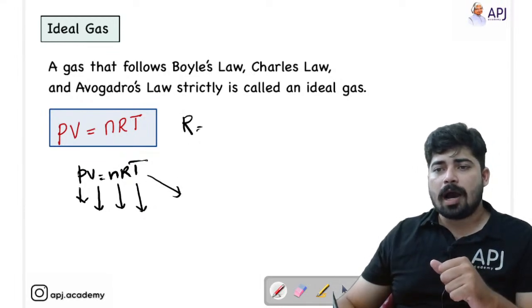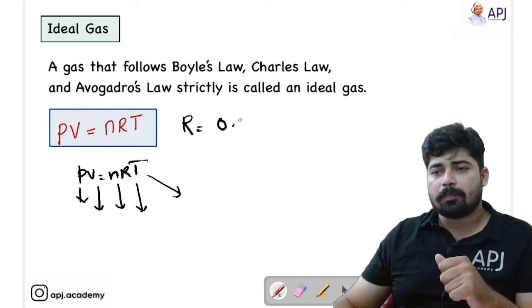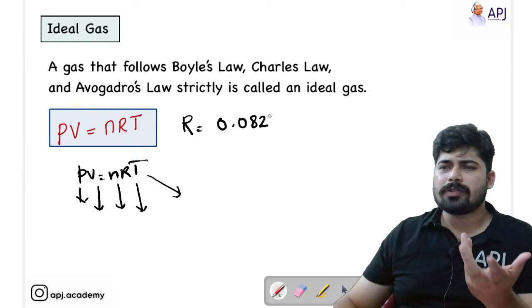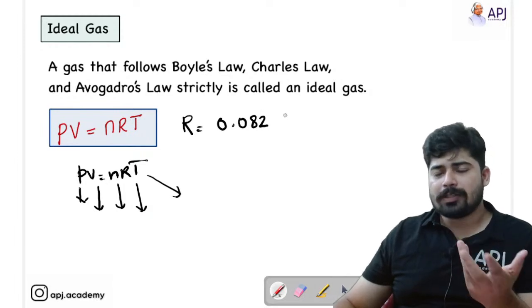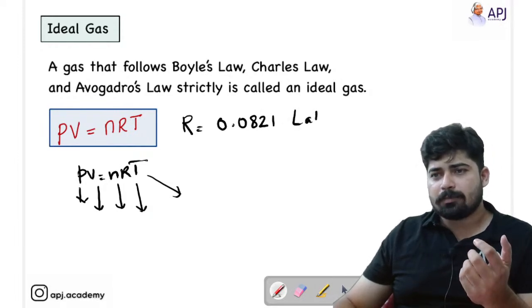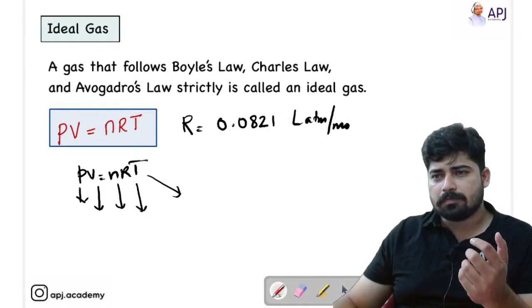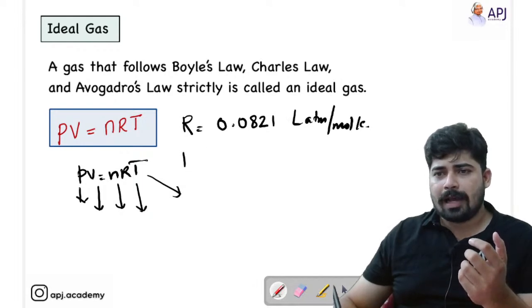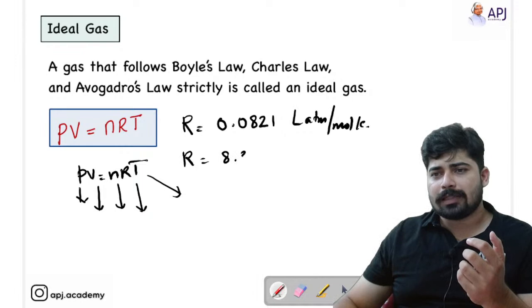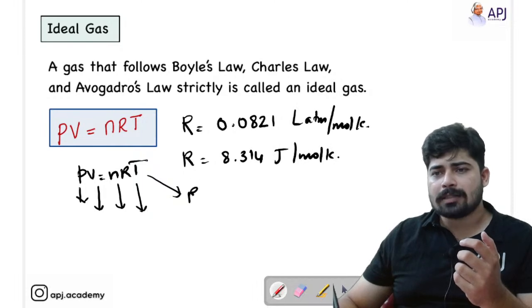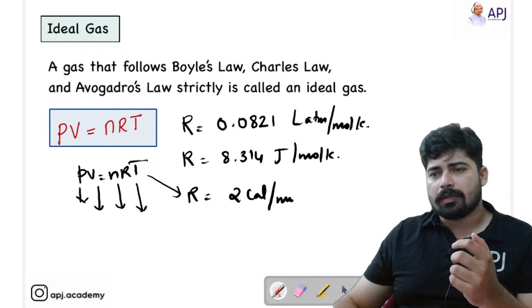We know that for R there are different values, that is 0.0821 or 0.083, 0.0821 liter atmosphere per mole Kelvin, or R is equal to 8.314 joules per mole Kelvin, or R is equal to 2 calorie per mole Kelvin.